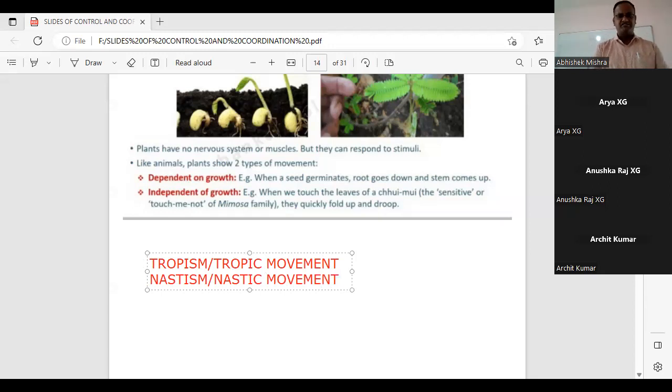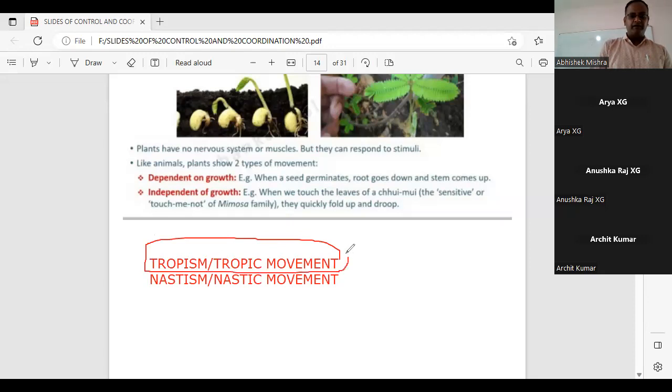Nastism or nastic movement, and tropism or tropic movement. These are the two types of movement in the plant. Now the first one, the tropism or the tropic movement of the plant, is the directional movement of the plant towards the stimuli due to growth.